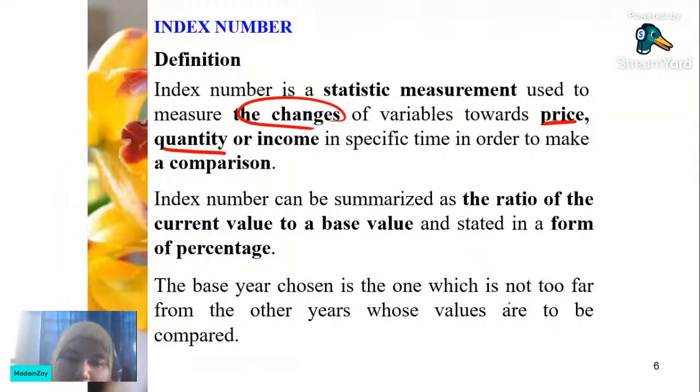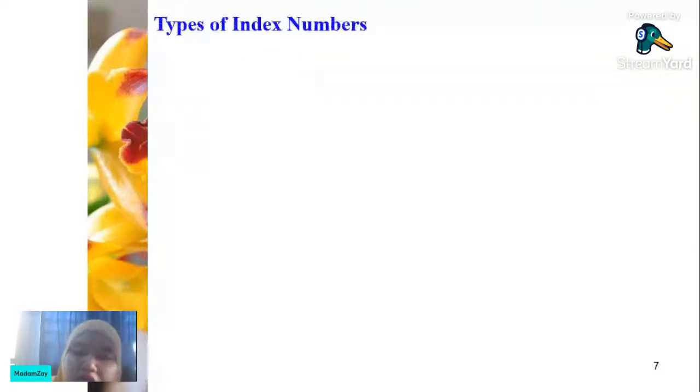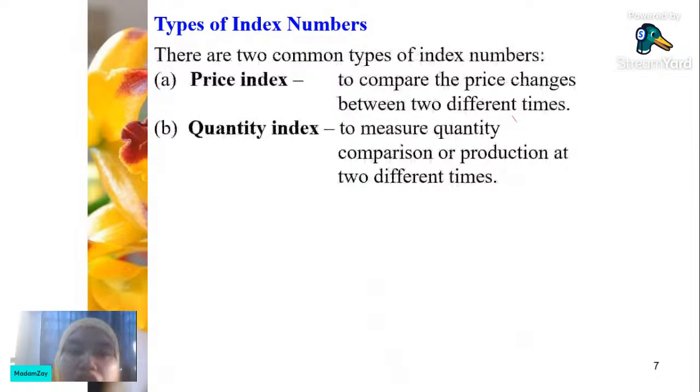Okay, so next, types of indices. There are two common types of indices, which is we have a price index and quantity index. So price, of course, we want to compare the price changes between two different times, and quantity to compare the production quantity or production at two different times.